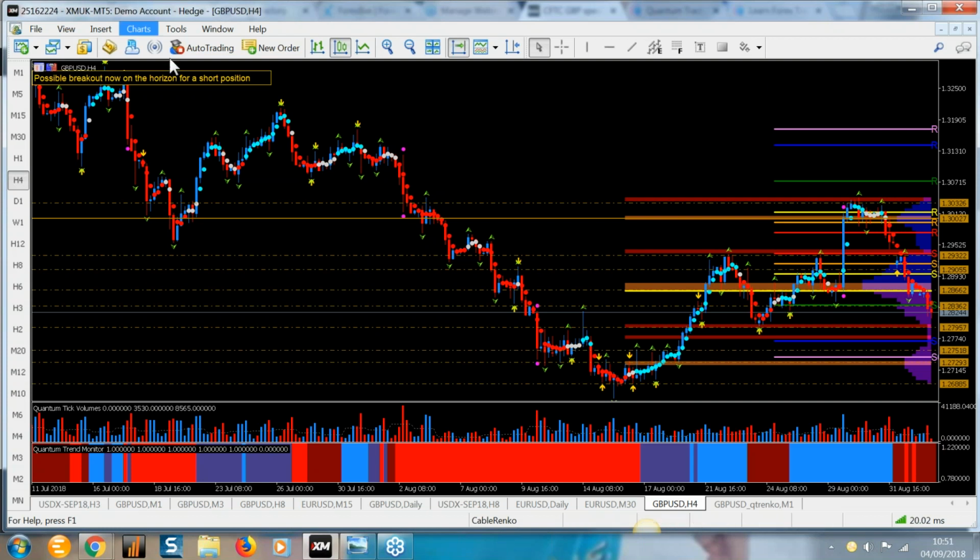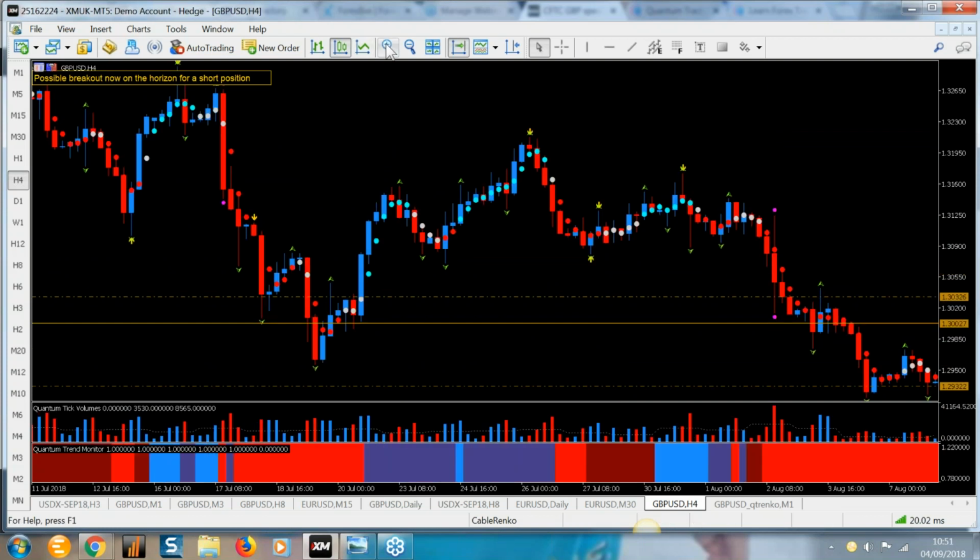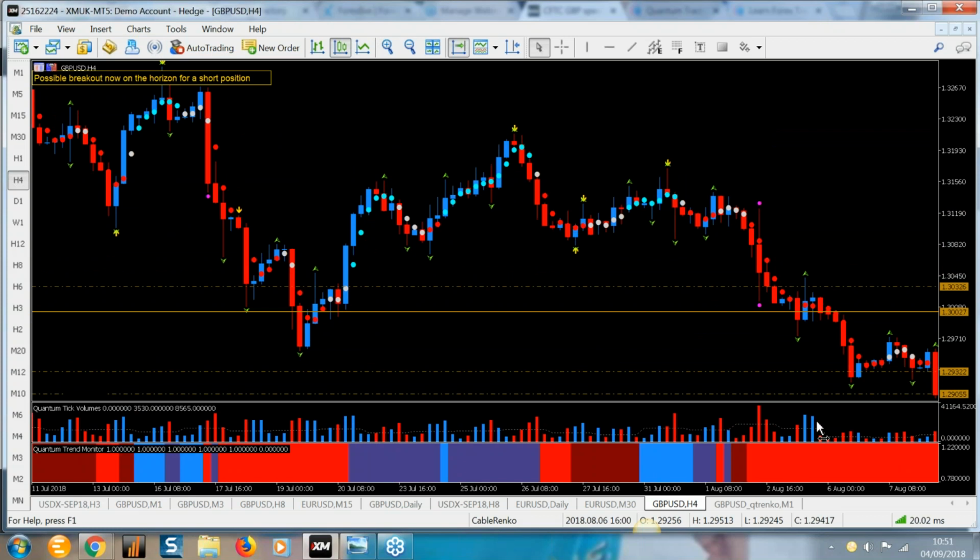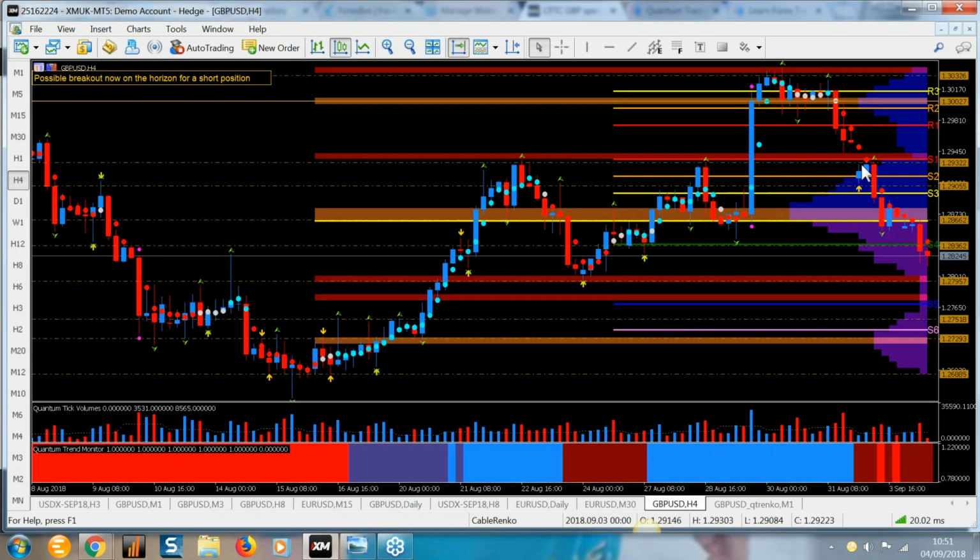Now, what also happened with the British pound is, overnight, just before Labour Day, it had a gap down. Here we are, this is the gap down that we had, and it tried to fill the gap, and then it actually carried on lower, primarily because the manufacturing PMI data came in lower than expected.